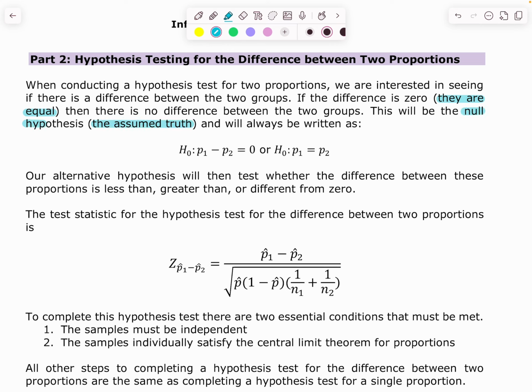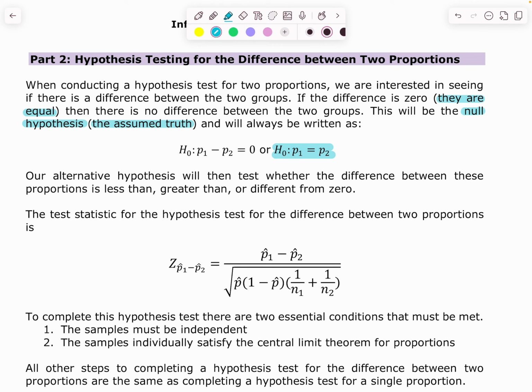Let me highlight this part. Sorry. This is our null hypothesis. And so we write it as H0: P1 minus P2 equals 0. So there's no difference. The two groups are the same. Or, and this is the way I tend to write it, H0 states that P1 equals P2. They are the same.